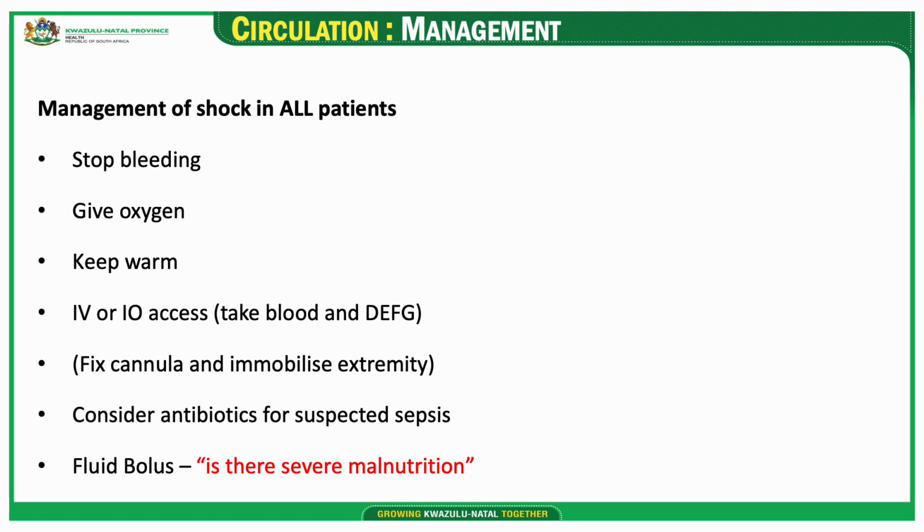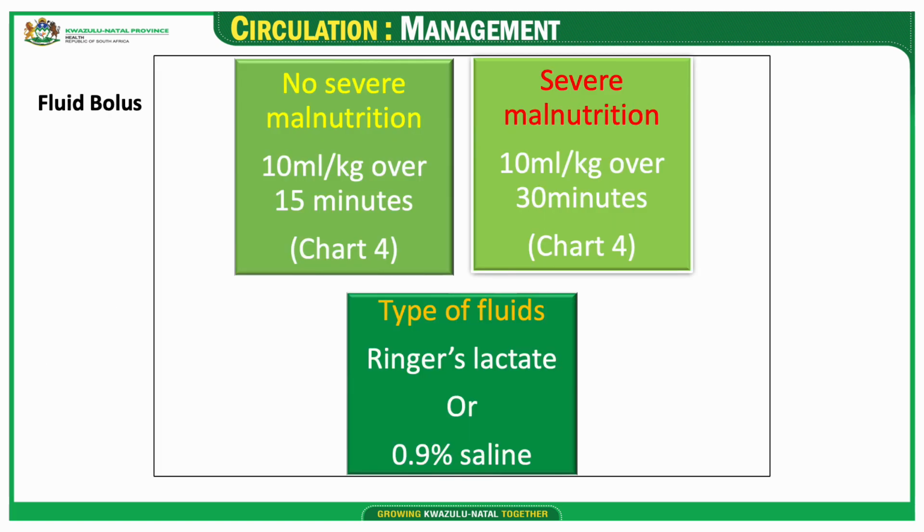Now we want to get to the fluid bolus. Once we think fluid, we want to make sure we can answer the question of, is there severe malnutrition? Because that is going to be the factor that influences how fast I give my fluid bolus. Let's talk about that fluid bolus. First of all, let's talk about the type of fluid. We want to give a balanced crystalloid fluid like Ringer's lactate, Plasma-Lyte B, or normal saline. But Ringer's lactate is preferred. If you don't have Ringer's, you can definitely use normal saline.